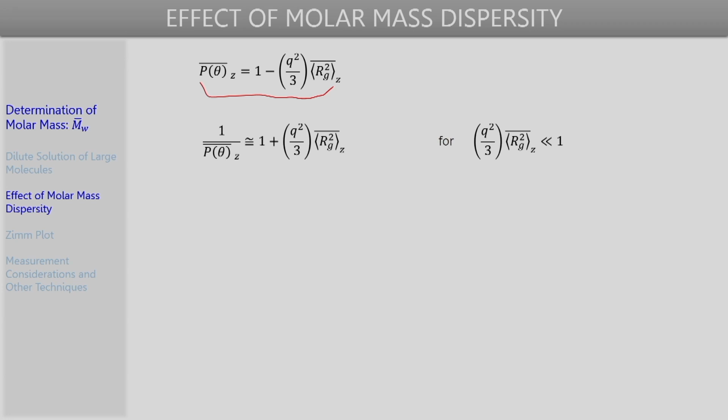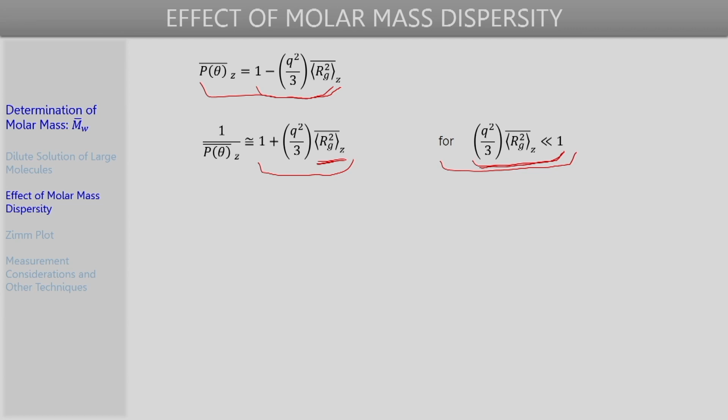So, if we take the inverse of the Z average of P(theta), then we can write this 1 minus q squared Rg squared over bar Z by 3 as 1 plus q squared by 3 times the Z average mean square radius of gyration. So, again this will be valid only in the case when this quantity is much less than 1, so that the binomial expansion can be truncated after 2 terms.